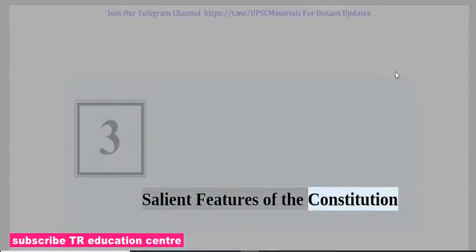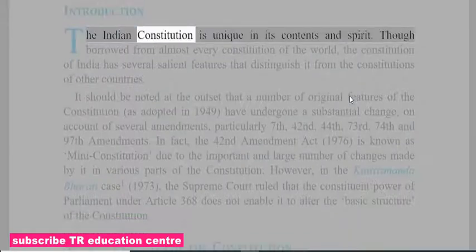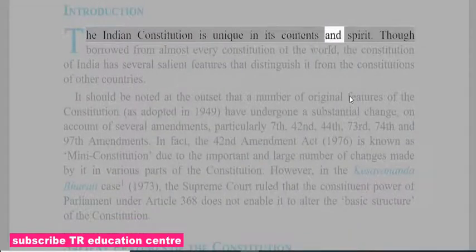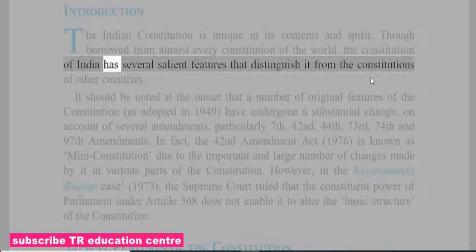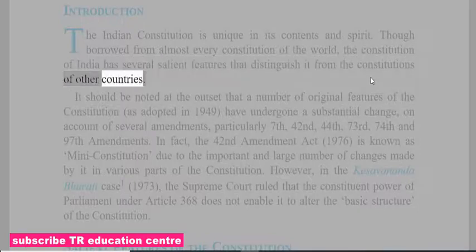Salient features of the Constitution. Introduction. The Indian Constitution is unique in its contents and spirit. Though borrowed from almost every constitution of the world, the Constitution of India has several salient features that distinguish it from the constitutions of other countries.